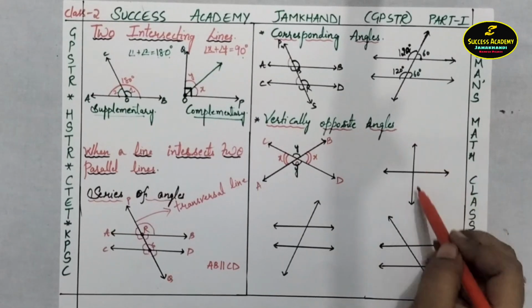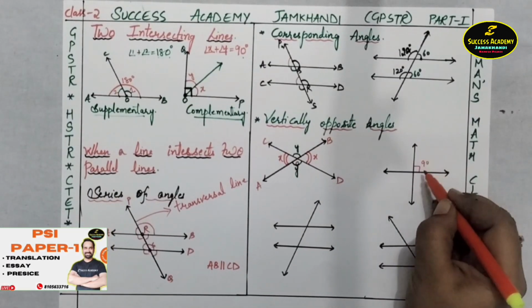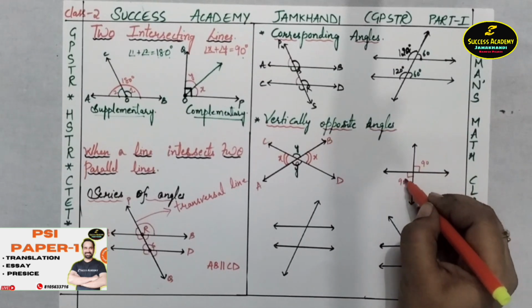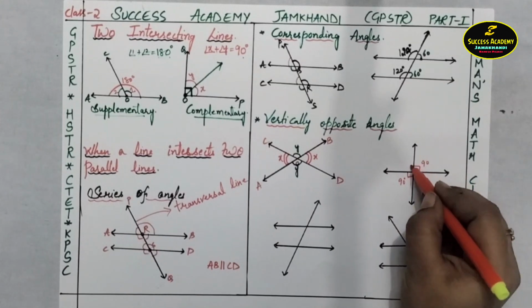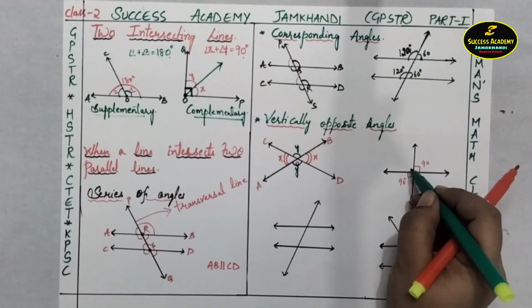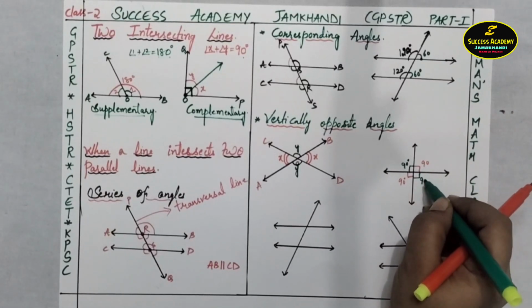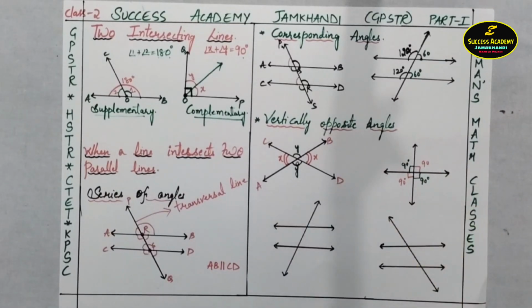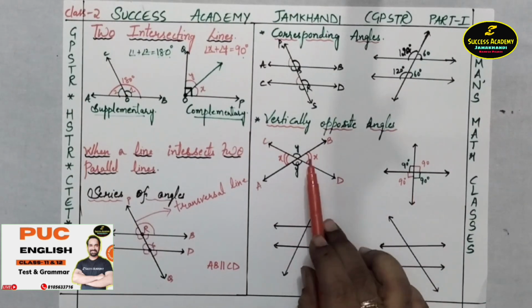Same way, here you can see the two lines are perpendicular to each other. If this is 90, this will also be yours 90 degree. If this is obviously because of straight line, this is 90, this will also be yours 90 degree. If this is 90, this will be also of 90 degree. They are called vertically opposite angle. So this I have shown you in the plane two lines.